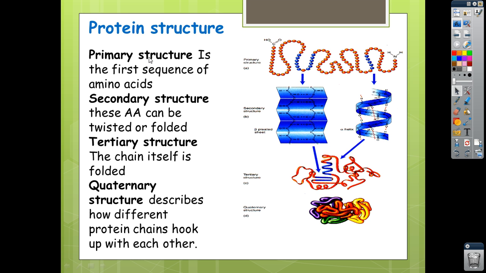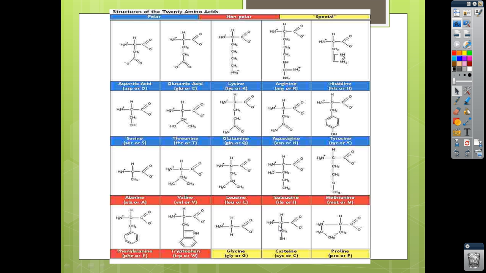Primary structure is your first sequence of amino acids. Your secondary structure is your amino acids that twist and fold. Your tertiary structure is the chain itself as it's folded, and your quaternary structure describes the different protein chains that basically hook up together. Your different tertiary structures all hook up together to make your protein.